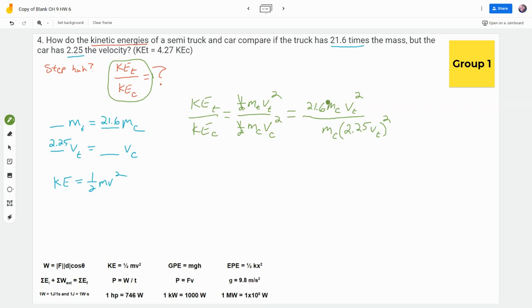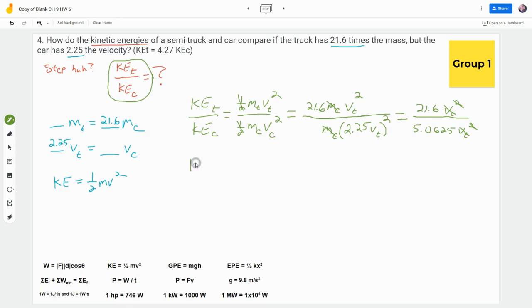So at this point, I can cancel something. Mass of car and mass of car goes away. Because of PEMDAS, I've got to do this through before I actually end up canceling anything. So what do we have on top? 21.6, don't lose that guy, v sub t squared. Then on the bottom, this is going to end up being 2.25 squared times v sub t squared. So 2.25 squared is 5.0625 v sub t squared. Okay, now v sub t squared over v sub t squared does cancel away.